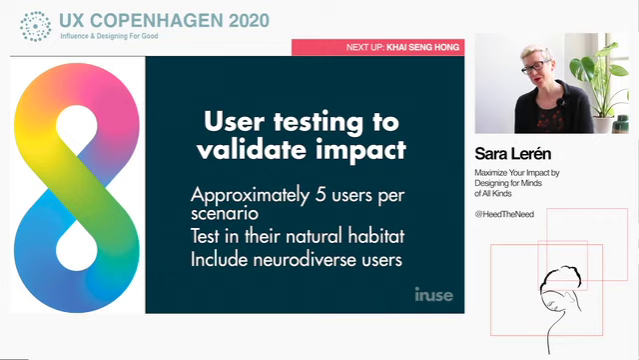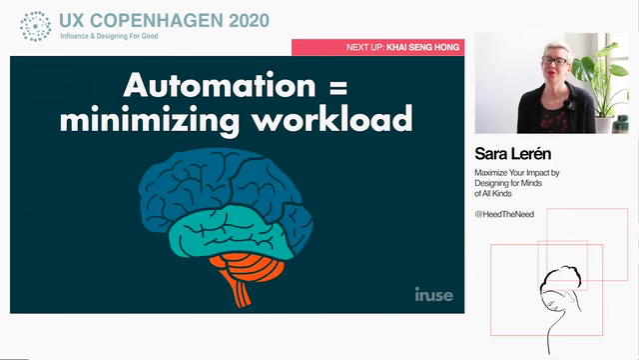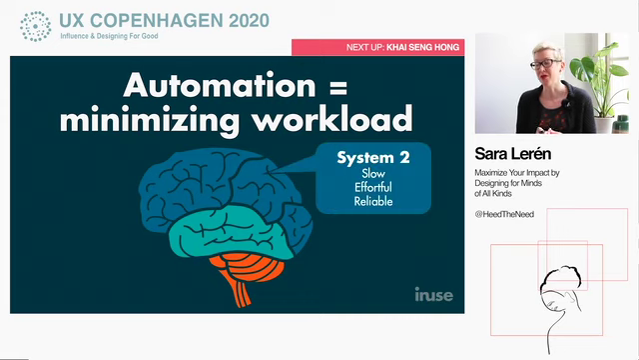And the reason that we want to include neurodiverse users is that they're often able to give us better insights than the neurotypical ones are. Because neurotypical brains are typically very good when it comes to automation, automating skills that we do a lot. And when it comes to brain automation, it's all about minimizing the cognitive workload for our brains, which is a good thing.